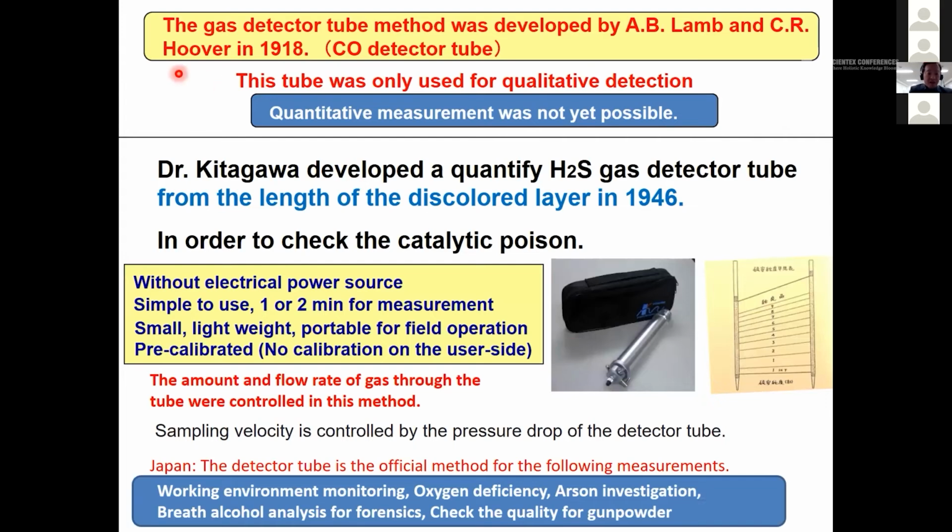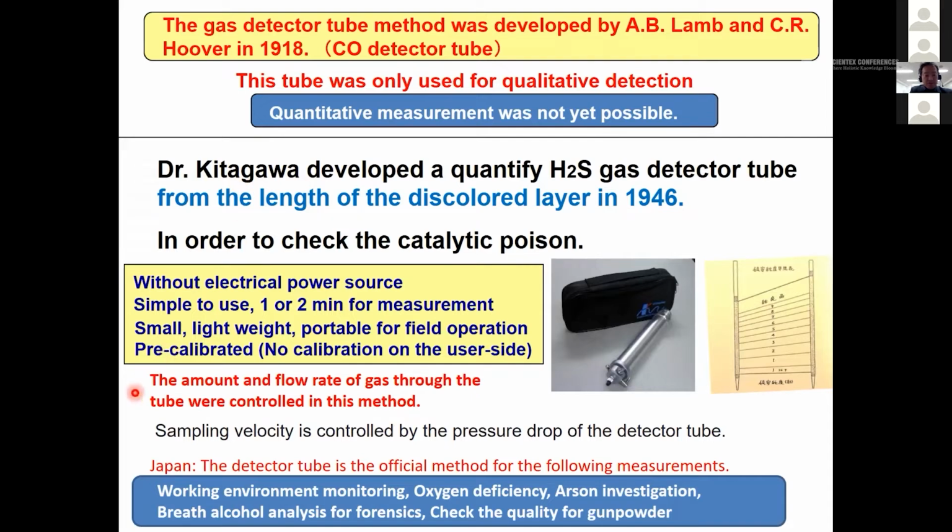Okay, this is the history of the gas detector tube. The first gas detector tube was invented by Lamb and Hoover in the US in 1918. But this tube was only used for qualitative detection. Quantitative measurement was not yet possible. So Dr. Kitagawa developed quantitative detector tubes based on stain length in 1946, and he was president of our company.